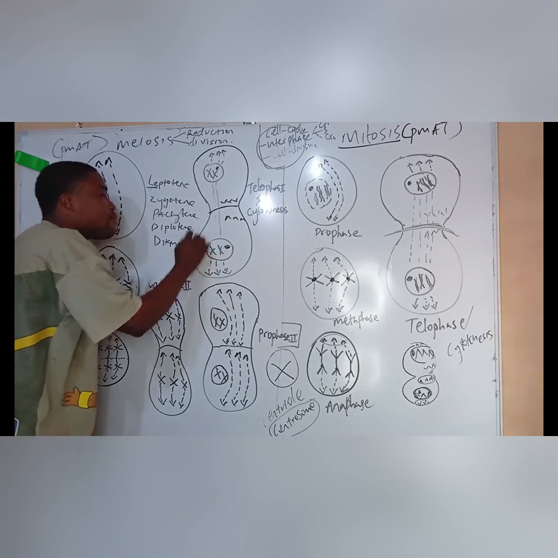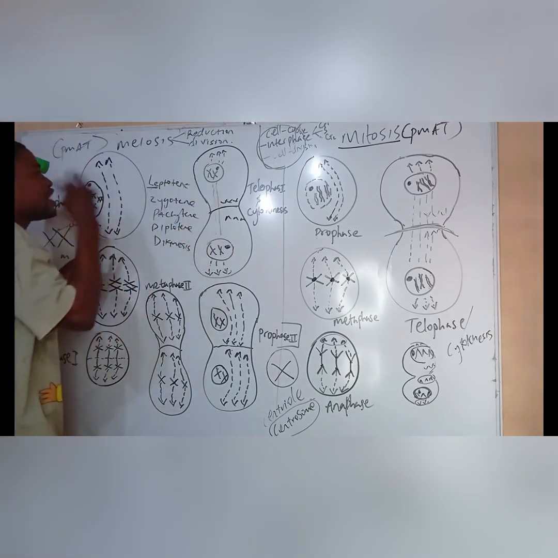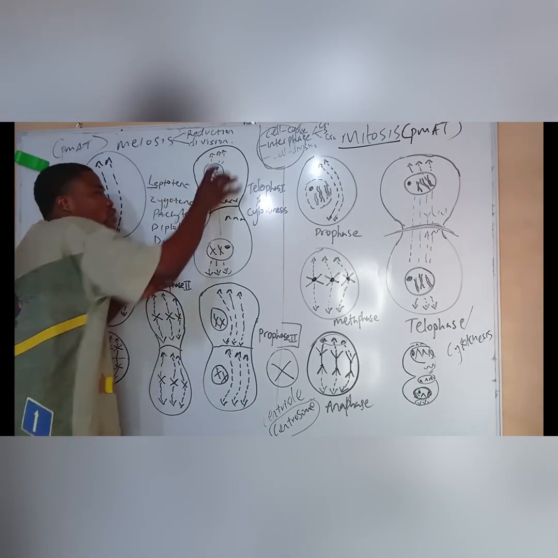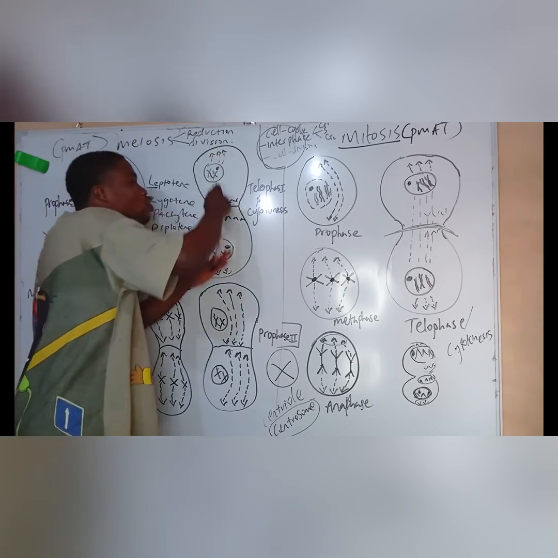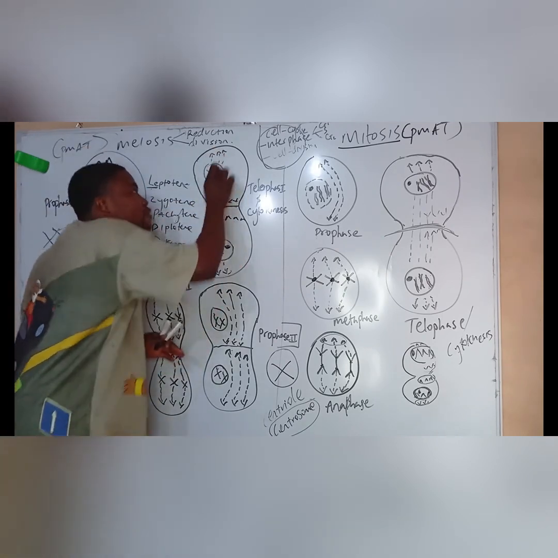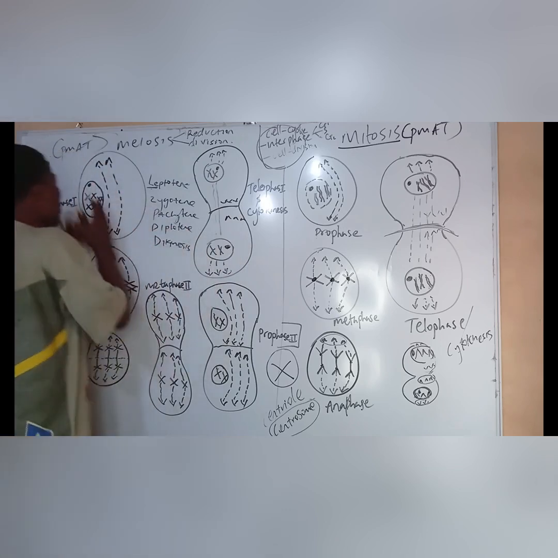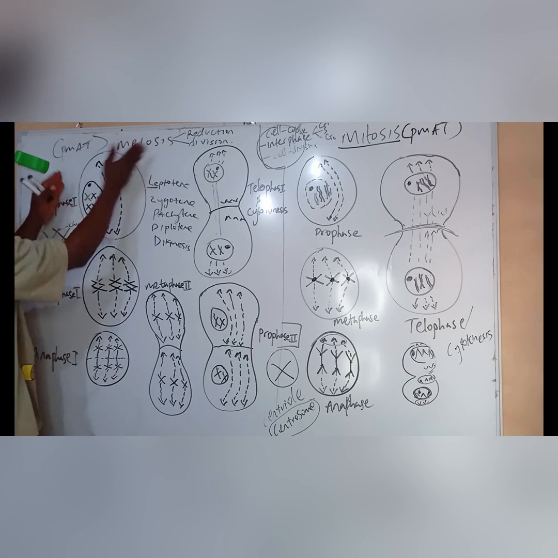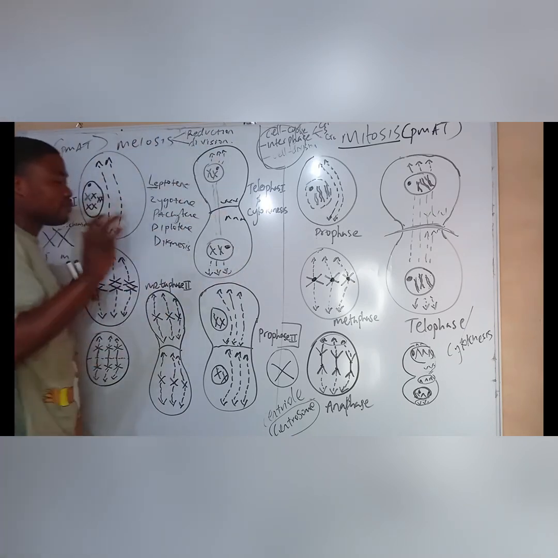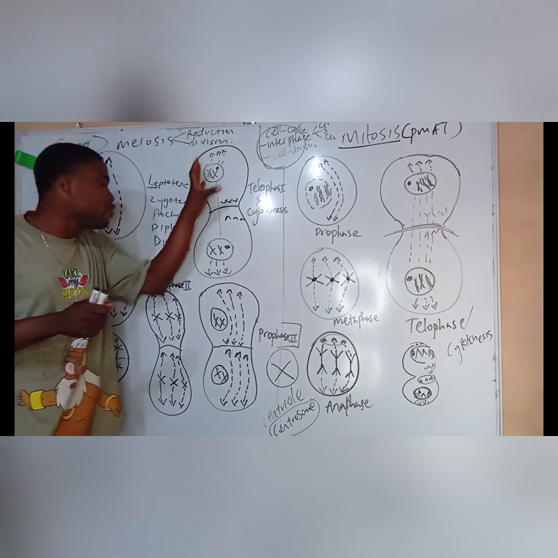The two different cells that are formed have a reduced chromosome number. The goal of this prophase 1 and meiosis 1 was just to reduce the chromosome number. That's the goal, and the chromosome number has been reduced.